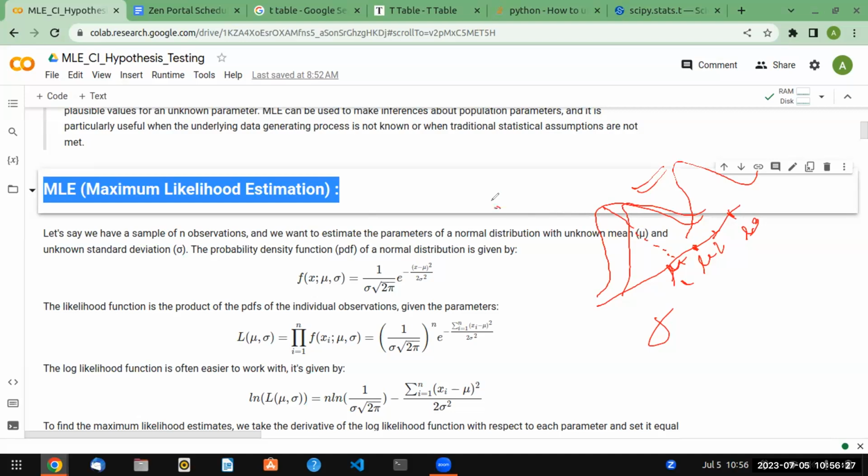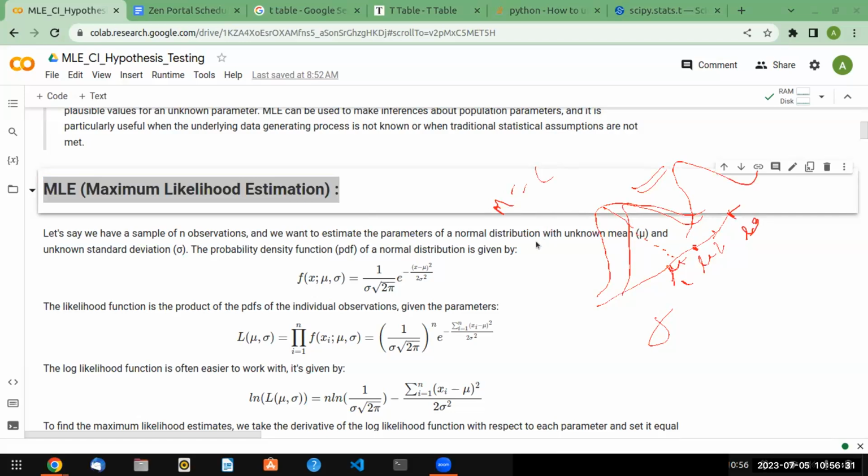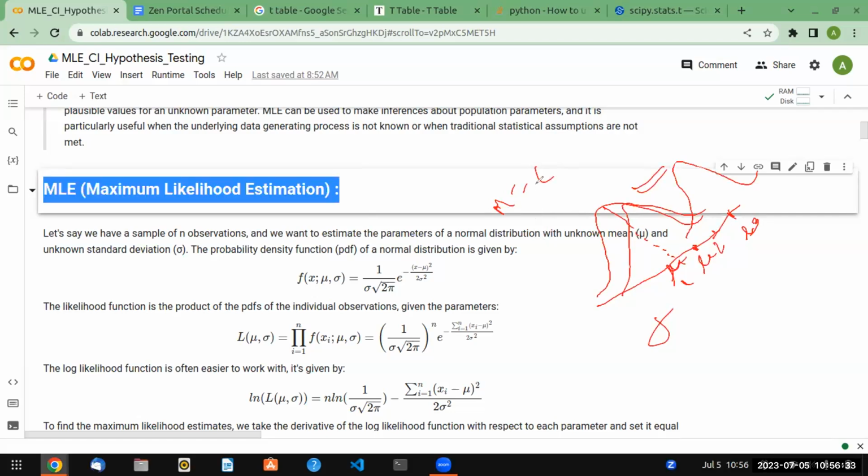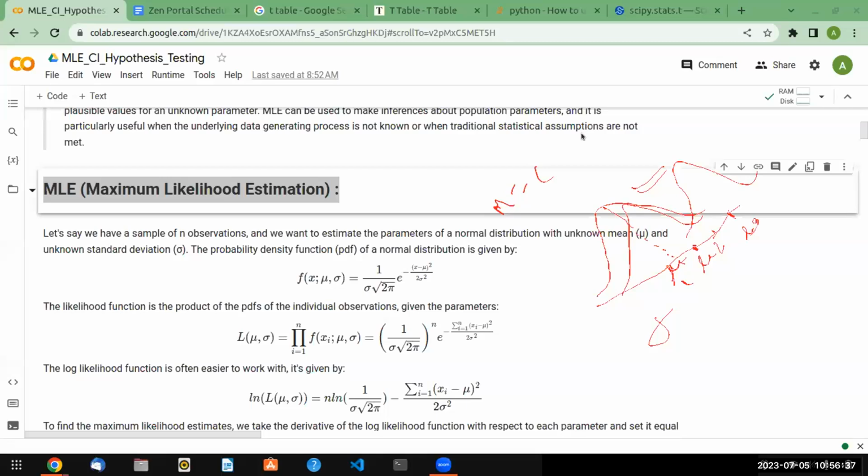So when I say mean, it means summing all these. Something happened. I gave some access to Diksha, I'm not sure.